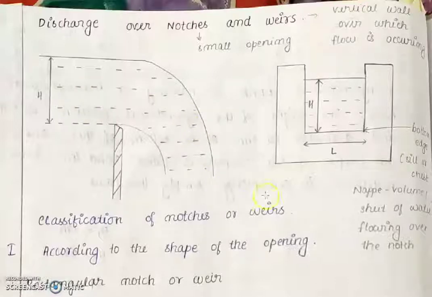And here you can see the cross section. The bottom edge is known as a sill or crest, and there is one more term known as nappe, which is the volume or sheet of water flowing over the notch or weir. It is known as nappe or vein. So these are the main elements in notches and weirs.